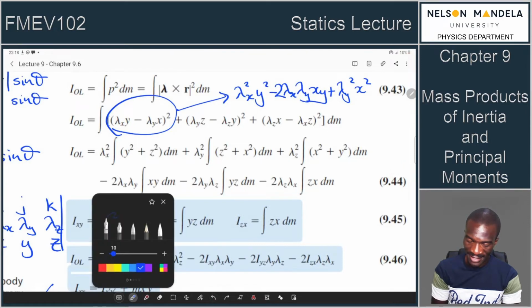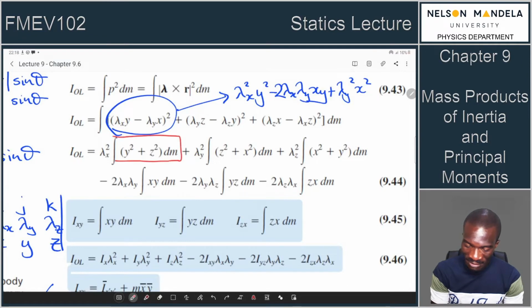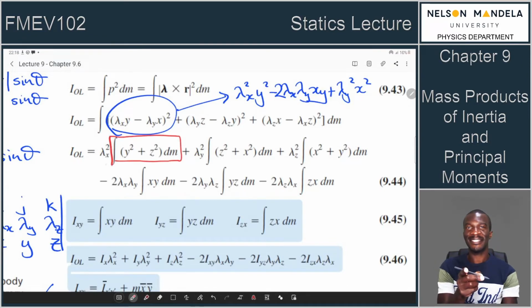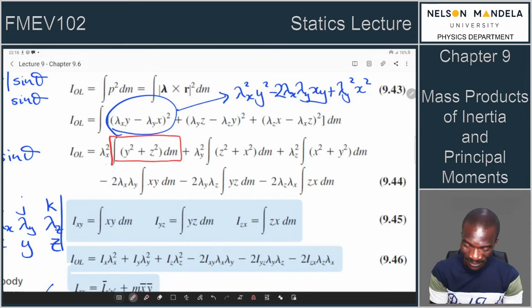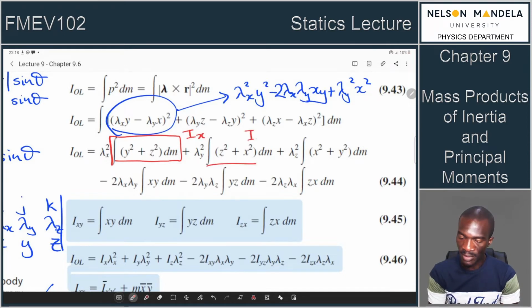There is this term here. Do you still remember this term from yesterday's lecture? This term is simply your what? Your mass moment of inertia about the what? About the x-axis. The same applies: mass moment of inertia about the y-axis, mass moment of inertia about the z-axis. These are the terms that you see at the top there.